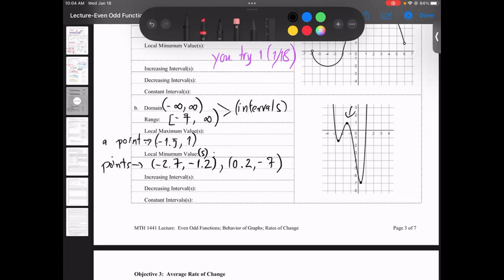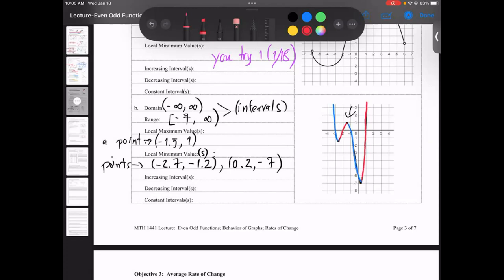Increasing interval. Before I do, let's highlight which one is decreasing and increasing. Let's do both. So decreasing, I'll use blue. So decreasing right there and go to the one of the minimum, and then it starts increasing again. And you start decreasing again. I suggest you use color. And you start increasing again.